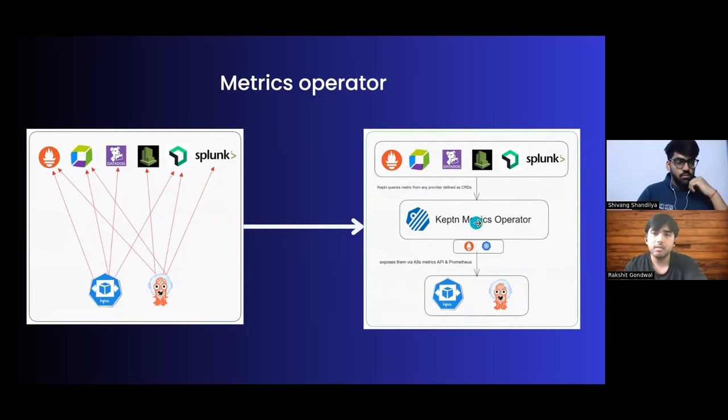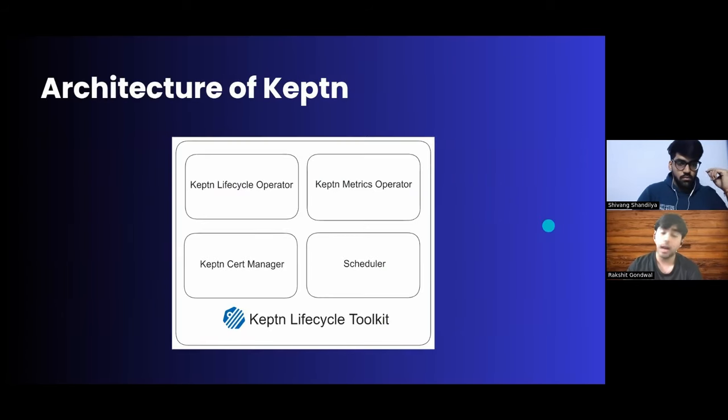The metrics operator will query the metric from the providers and then expose it via the Keptn metrics API. Now, for the architecture of Keptn, Keptn mainly involves four parts. The first one is the lifecycle operator, as we discussed. Then we have the Keptn metrics operator. Then we have the Keptn cert manager for providing certificates to the operators. And then we have a scheduler for scheduling the pods, deployments, etc.